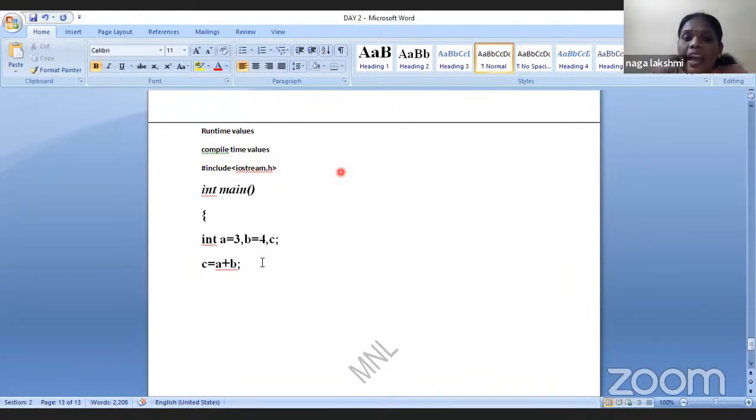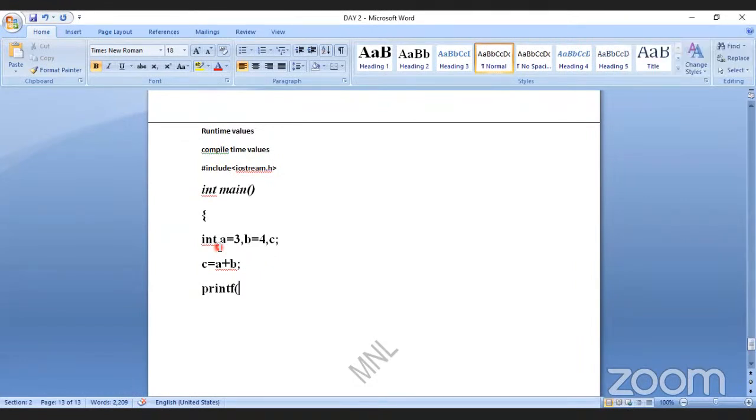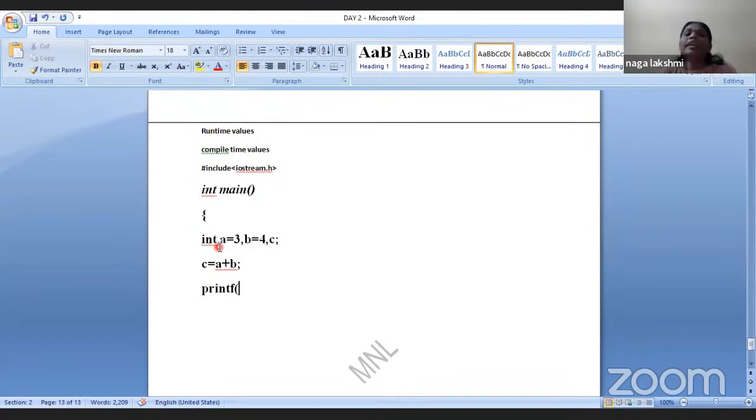Okay, here I have written int a equal to 3, b equal to 4, c equal to a plus b. What is my program? Here my program is addition of two numbers. Later I have to print its output, right? So to print its output, which type of data have I taken here? Integer or float or character? Integer. Yes, integer.